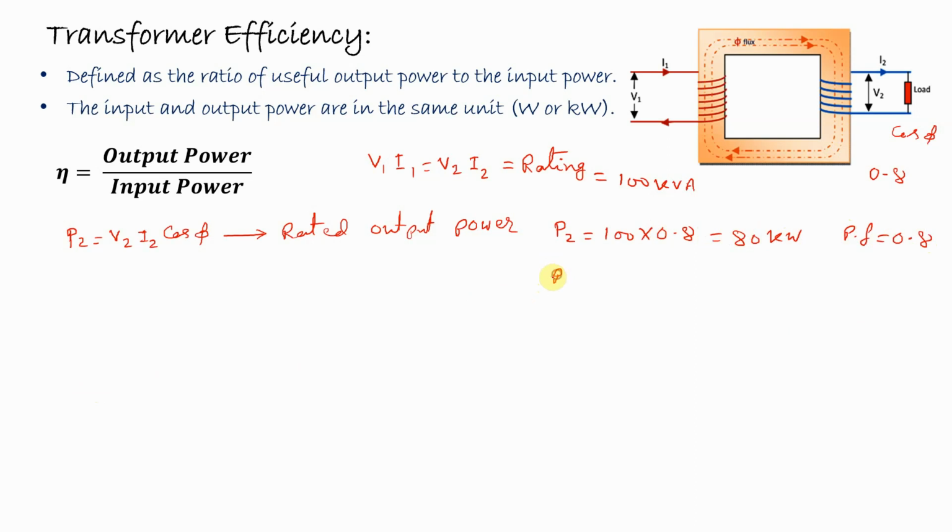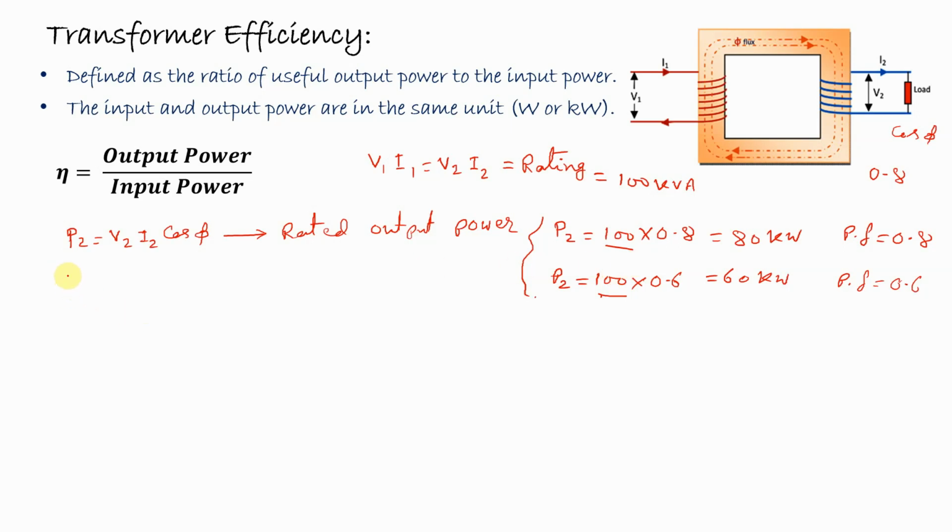Let's say the power factor is 0.6. So the output power will be 100 into 0.6. So in this case, we will get 60 kilowatt as the output when the power factor is 0.6. But again, this will be considered as the rated output, because here the V2I2 is constant. Only the power factor changes because the nature of the load changes. So this is called the rated output power.